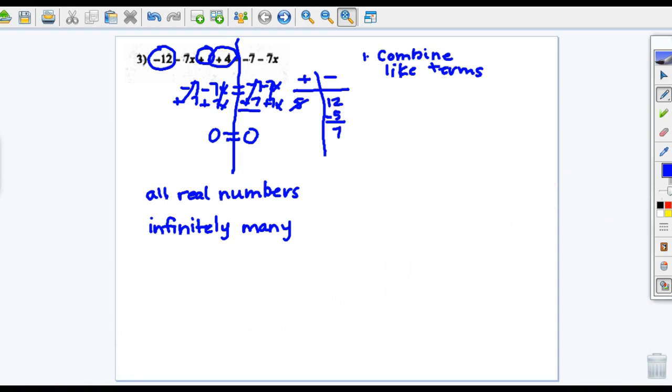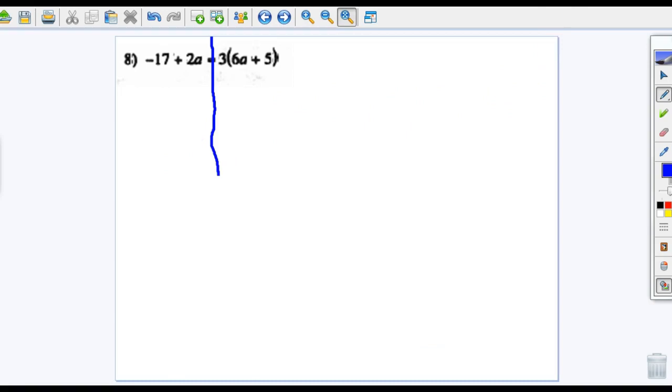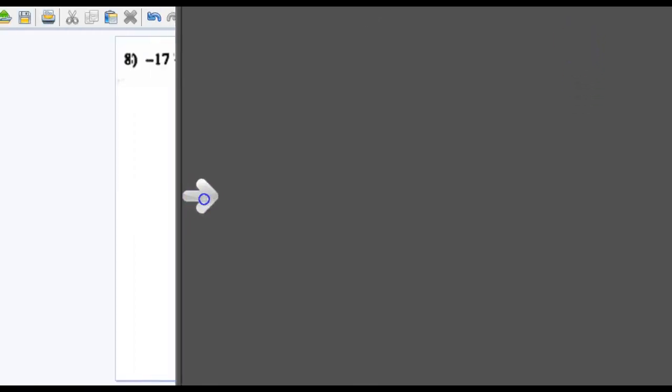All right, so let's move on to the next one. Here we have a variable on this side and a variable on this side. So I'm going to go ahead and I'm going to draw my line down here. And this would be a good time to use that reveal, because I want to look at just one side at a time. It's not working. There we go. So let's look at one side at a time.